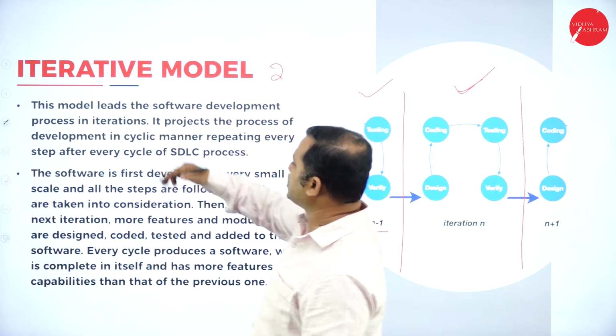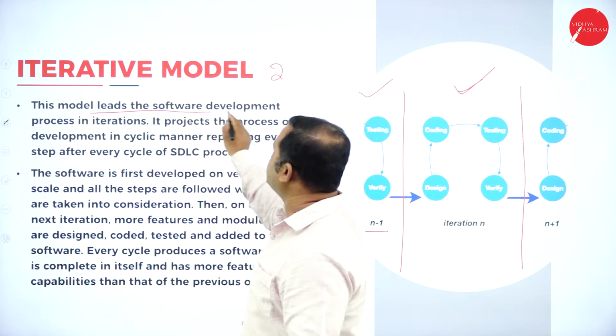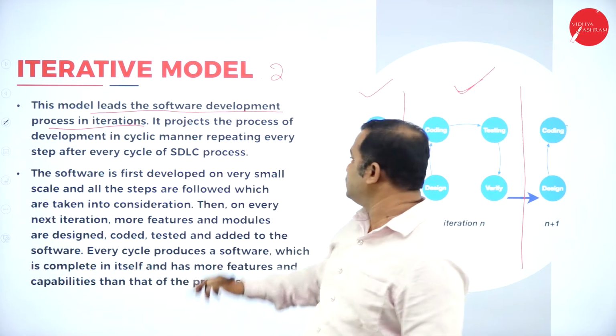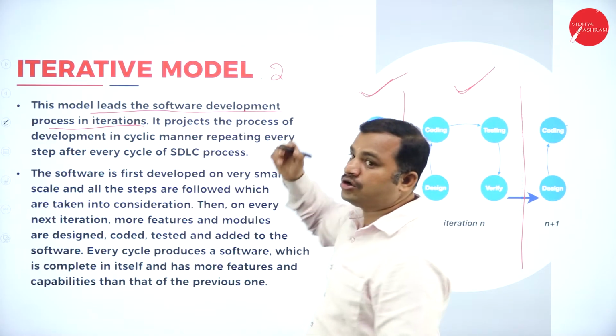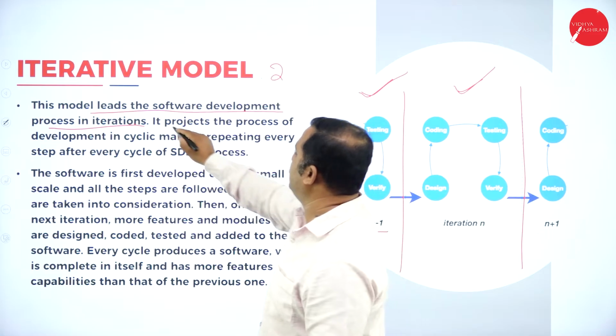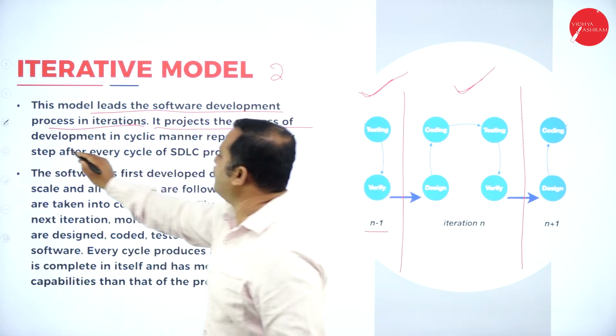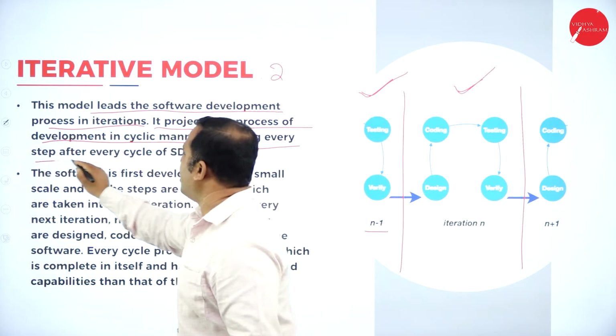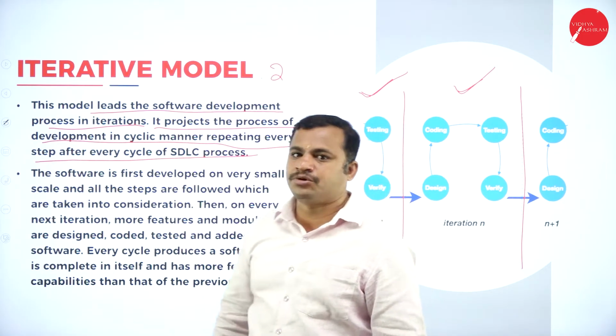So the same thing is explained here. This model leads to the software development process in iterations. That is, in iteration 1, you will come across all these phases. It projects the process of development in a cyclic manner, repeating every step after every cycle of the SDLC process.